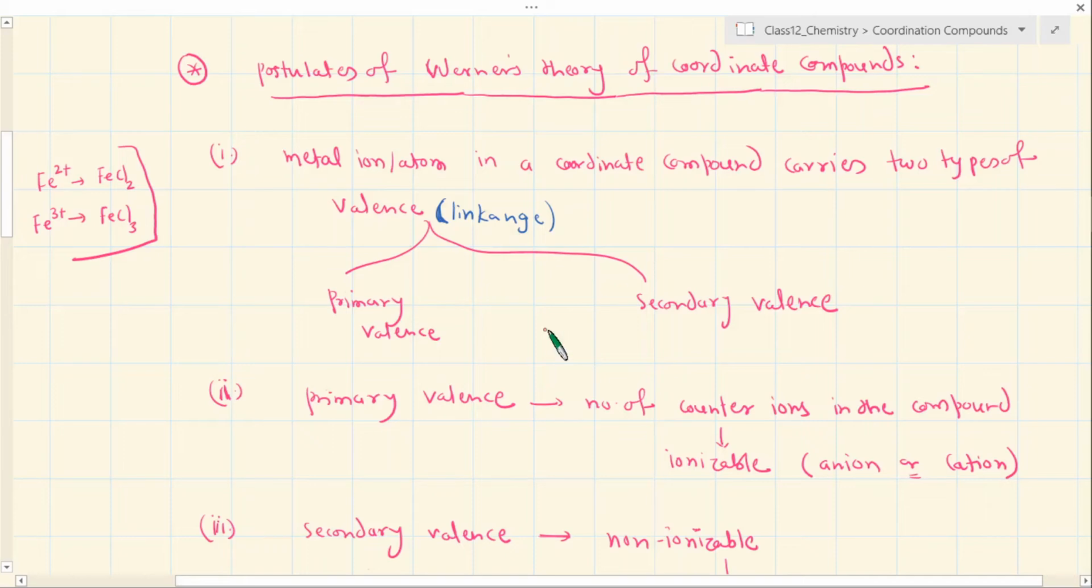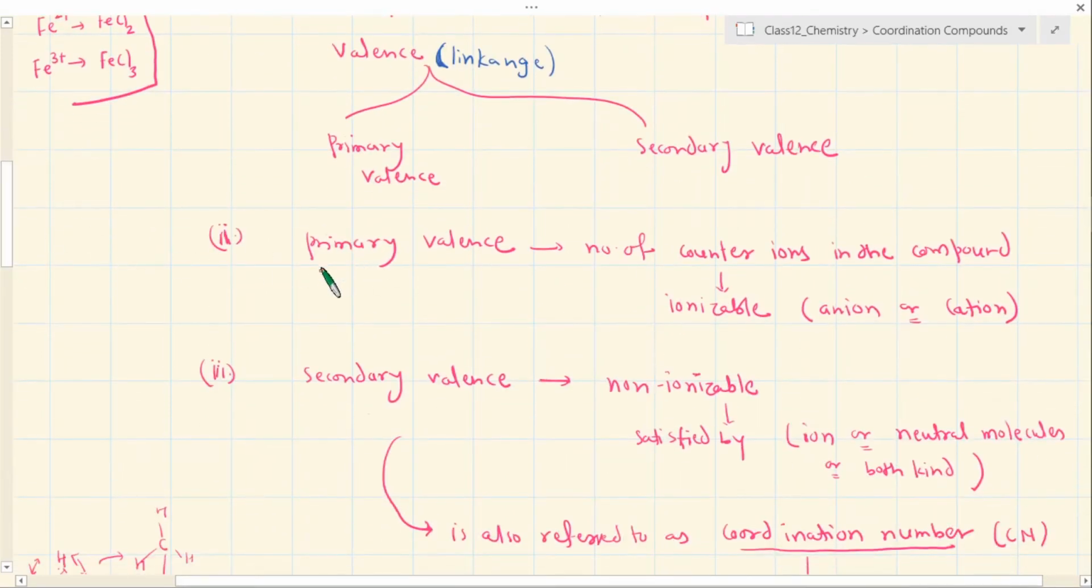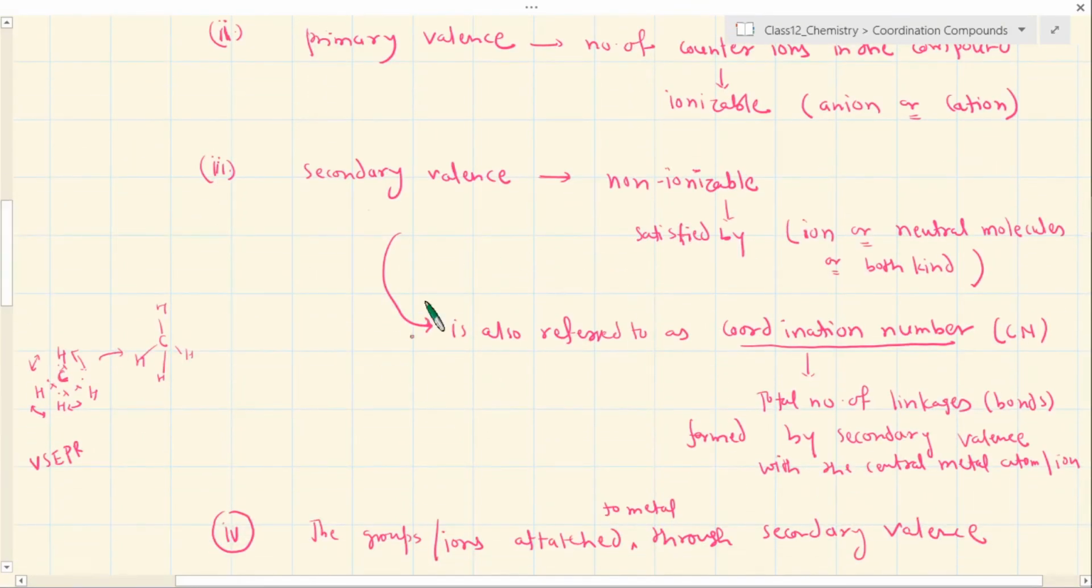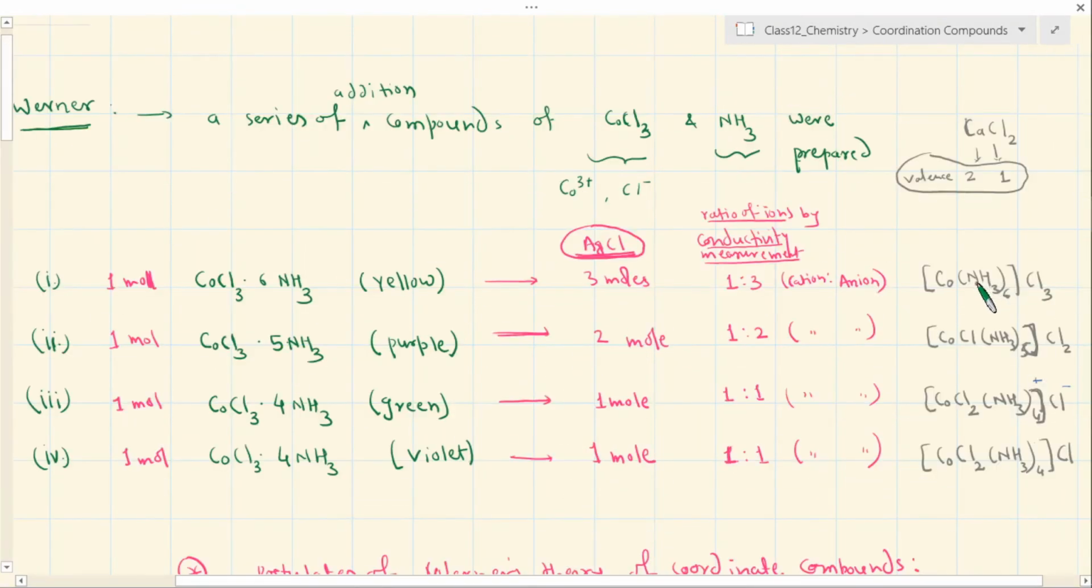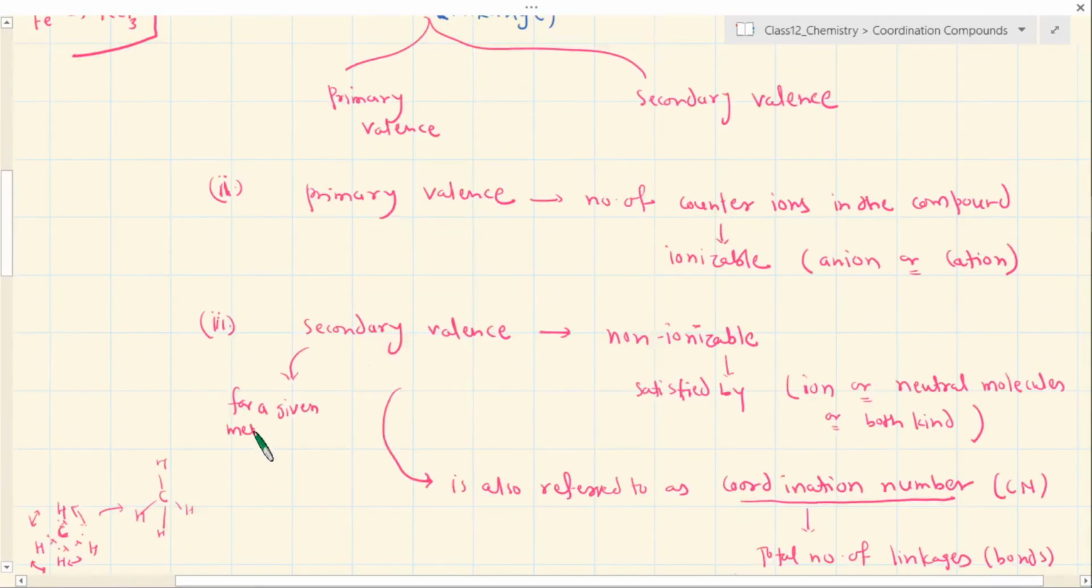Secondary valence is important. Secondary valence is the one which decides how many groups or ions are attached to the central metal atom, so that is called the coordination number, and that also decides the structure of the complex compound. From one compound to another compound of the same metal atom or ion, the primary valence may be different, but the secondary valence for a given metal atom or ion is generally fixed.